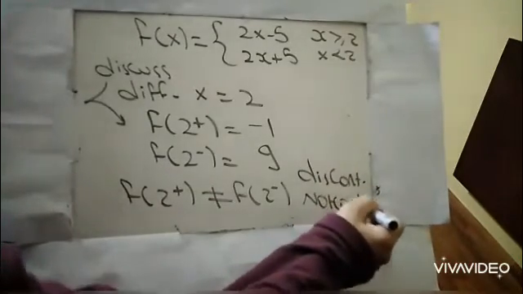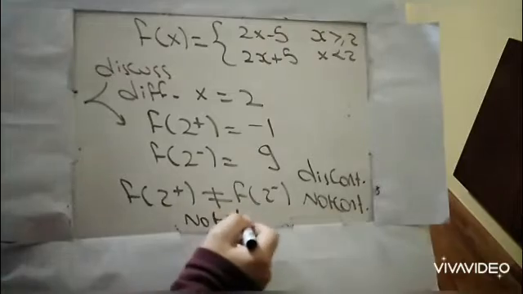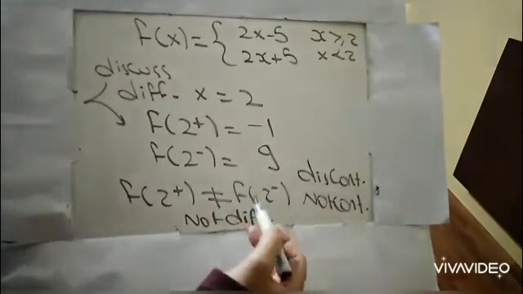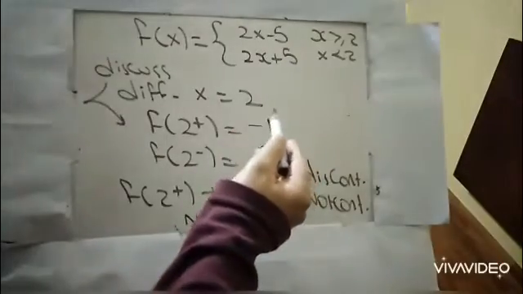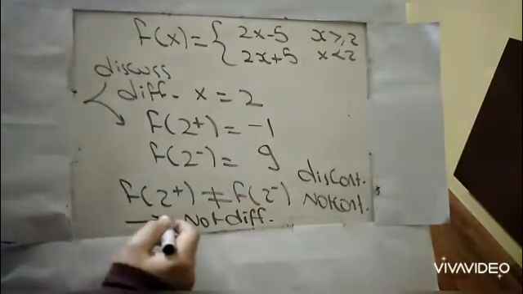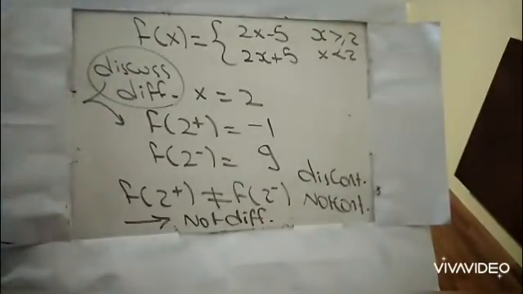So if it's not continuous, we can say that it's not differentiable. What's the meaning of not differentiable? The slope at the right of 2 is not equal to the slope at the left of 2. It will not be the same. So here, it's not differentiable at x equals 2.